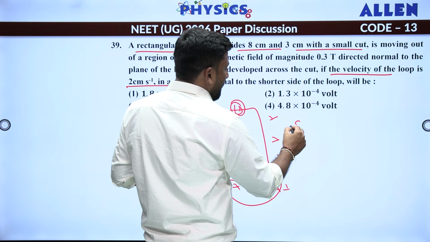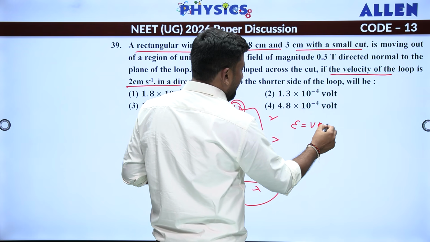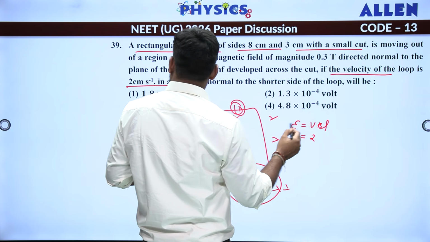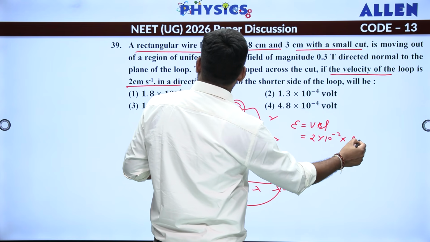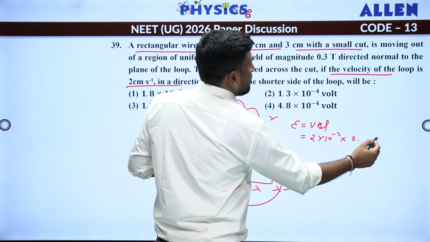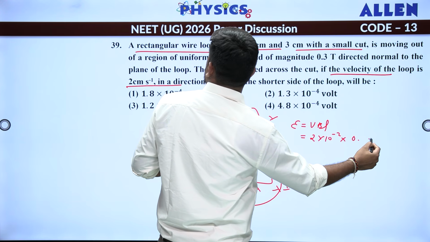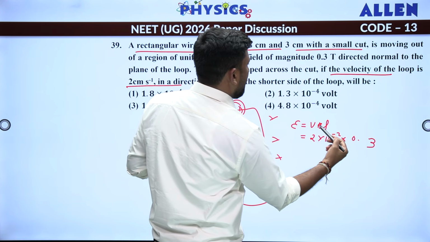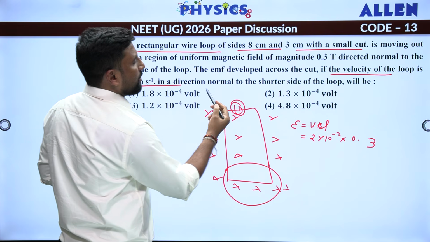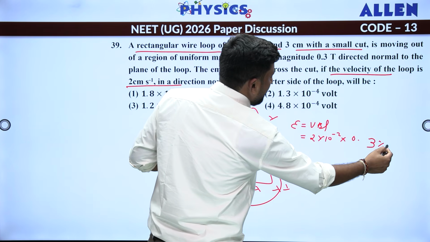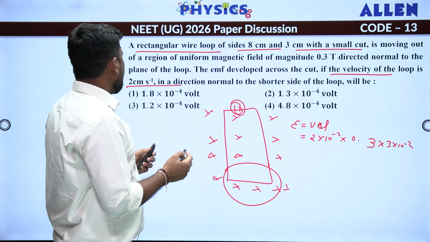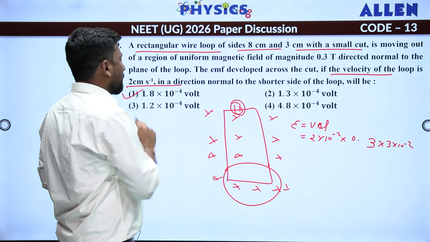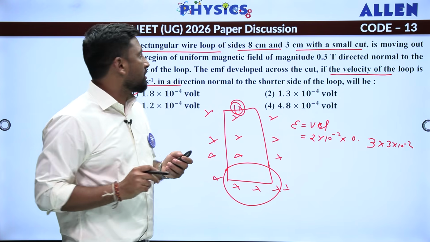So you will go with this formula, E is equal to vBL. So v is 2 centimeters, so 2 into 10 power minus 2. B is already given, it is 0.3, somewhere else mentioned, yeah, 0.3. And the length you have to take 3 centimeters, 3 into 10 power minus 2. So according to this, if you go, it is 1.8 into 10 power minus 4 volt. Option number 1 is correct.